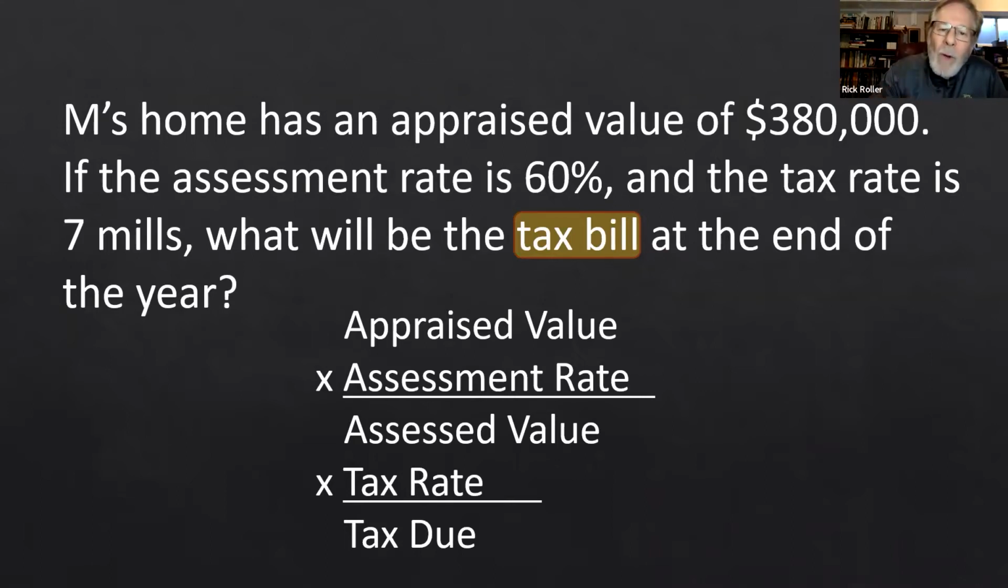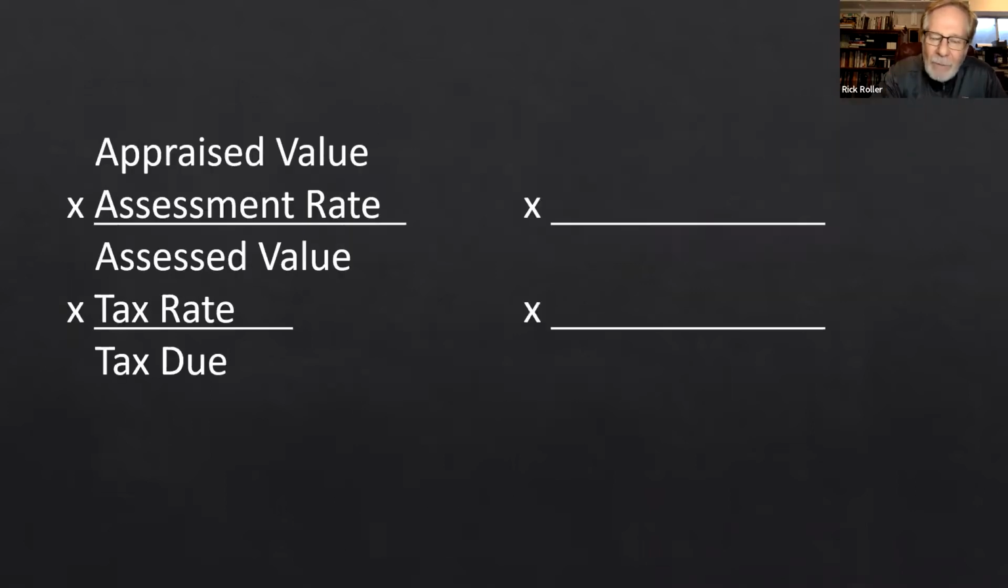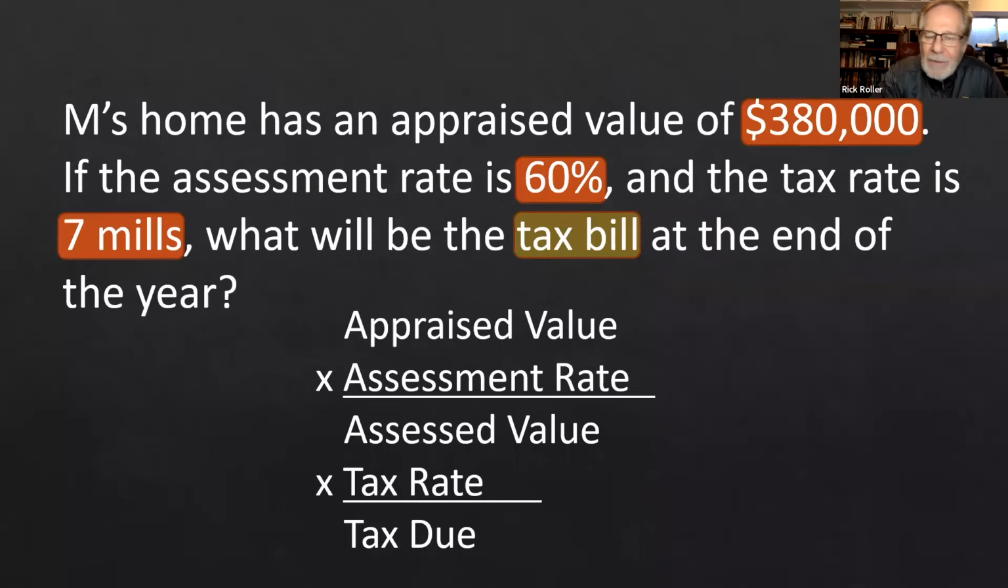let's look: what is the appraised value? Let's highlight that. And what was the assessment rate? 60%. And then what we need to solve for, of course, is the tax rate, and that'll give us the tax due.